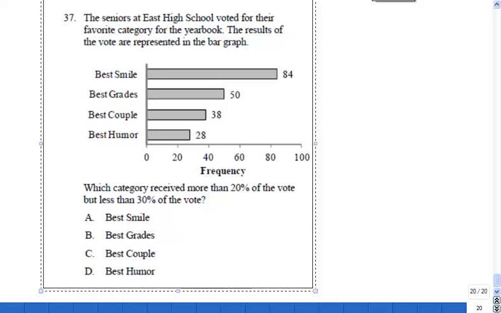High school proficiency exam. Hi everyone. Let's move on. Problem number 37. The seniors at East High School voted for their favorite category for the yearbook. The results of the vote are represented in the bar graph: best smile, best grades, best couple, best humor.